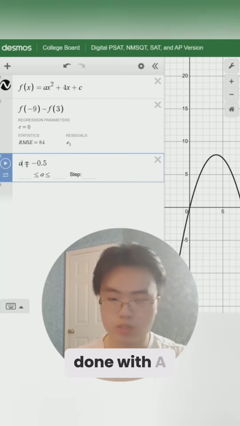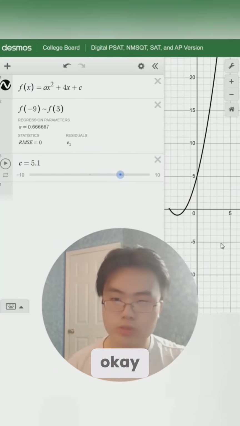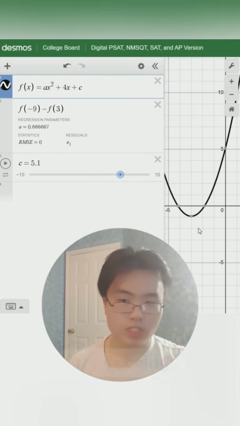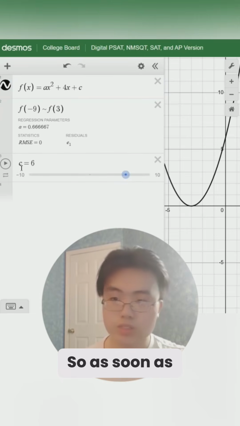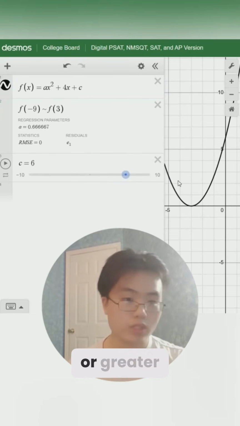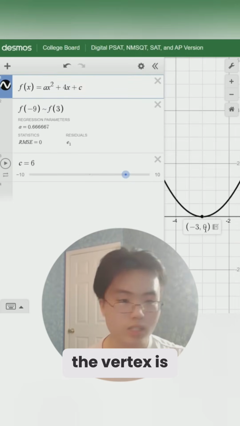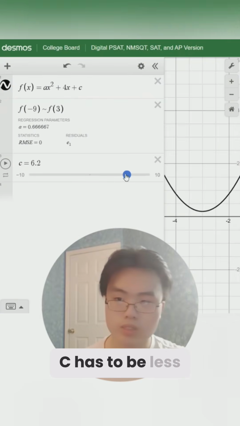Same thing for C. After you've done it for A, you can make a slider for C and test it for yourself. You notice moving C up just moves the entire graph up. So it probably has something to do with the y value of the vertex being negative, right? And you notice, oh wait, it's positive right now. So as soon as C is 6 or greater, the y value of the vertex is not negative anymore. So you know, for the y value to be negative, C has to be less than 6.